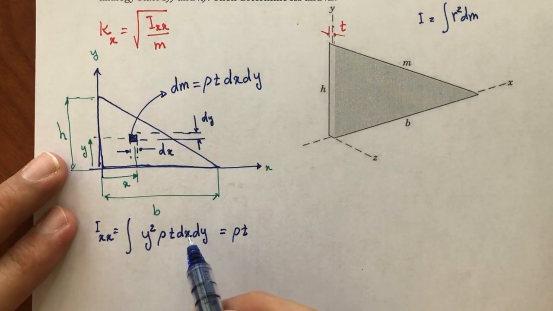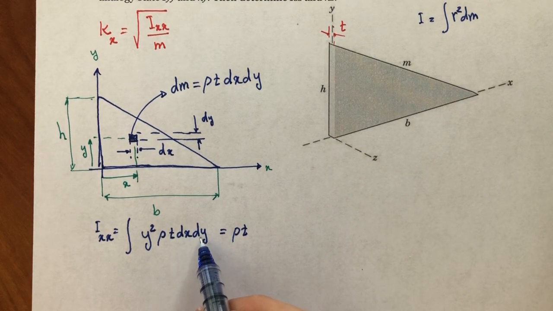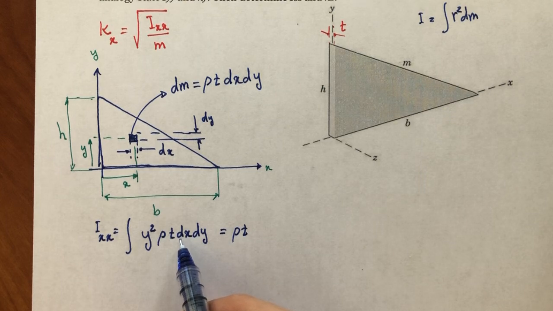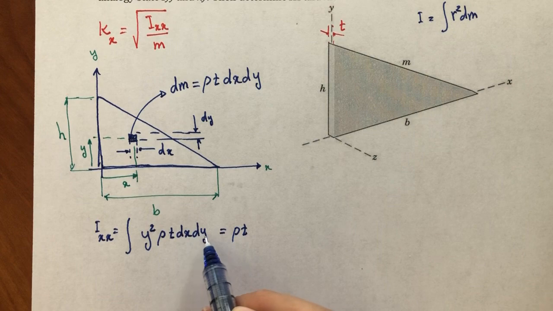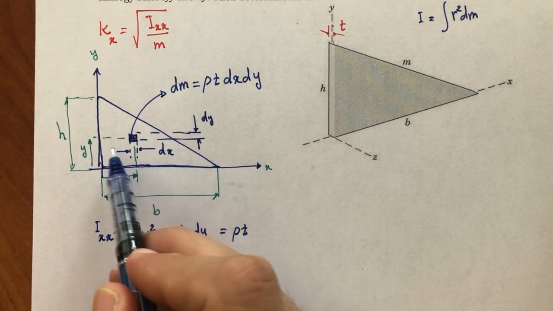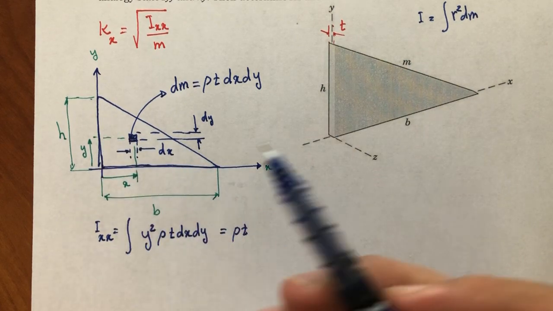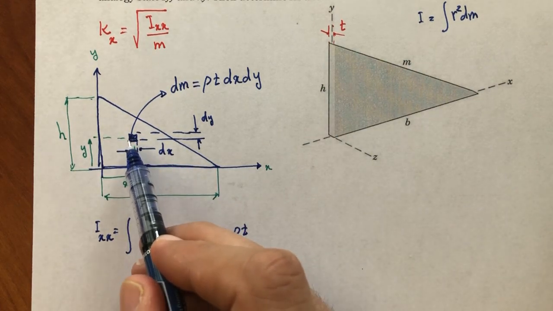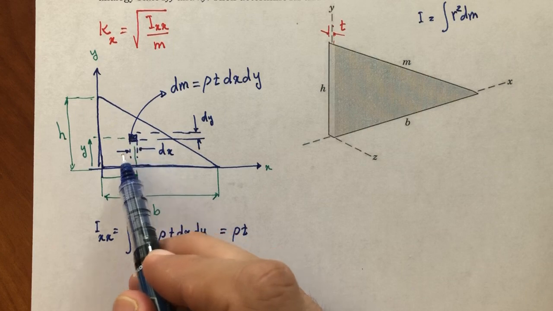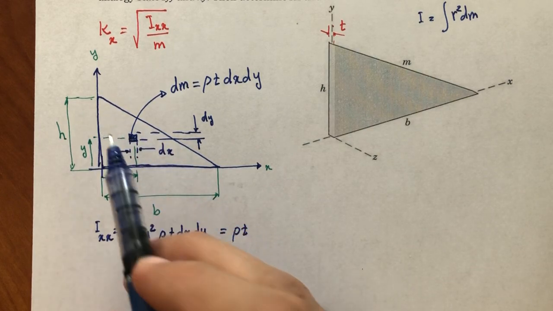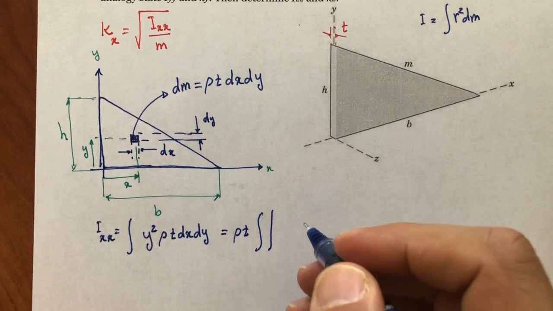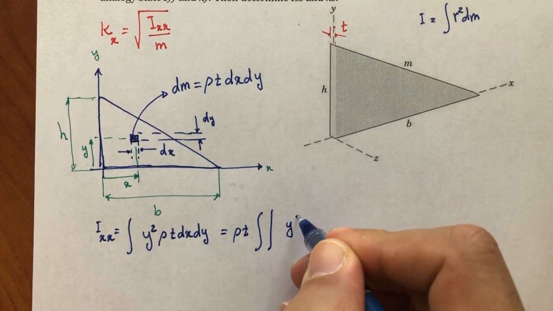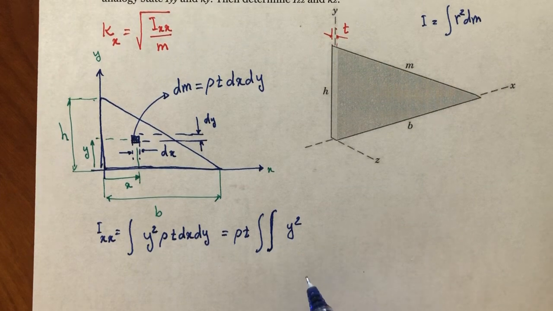But there is an issue here. We have dx dy, so my integral should be a double integral, right? Because I'm changing x in it, and also I'm changing y in it, which means if you want to sweep the whole area to cover the whole mass, the x and y of this integral element is changing, right? So it means we have a double integral. So double integral of y squared dx dy.